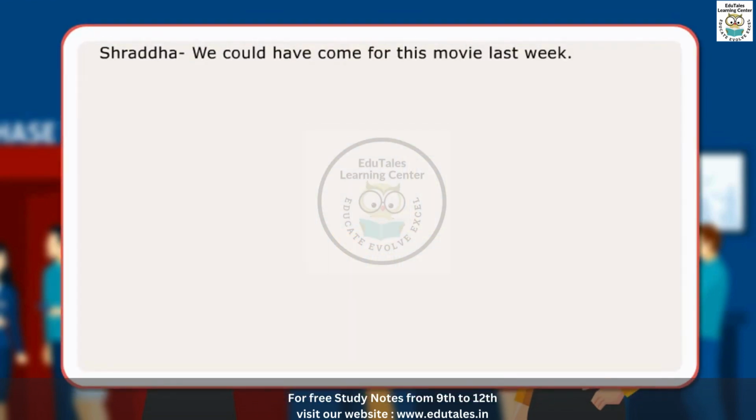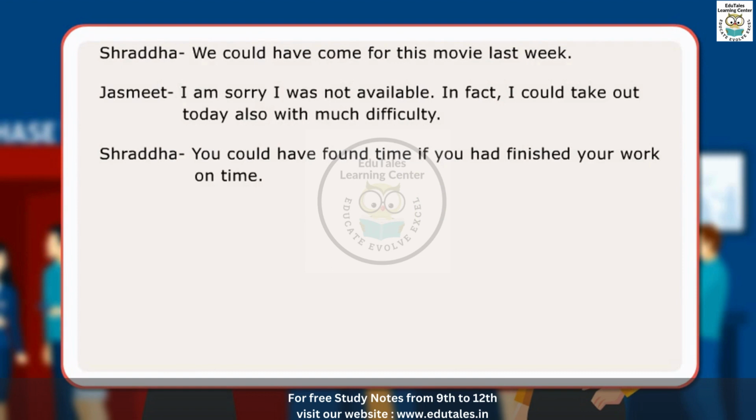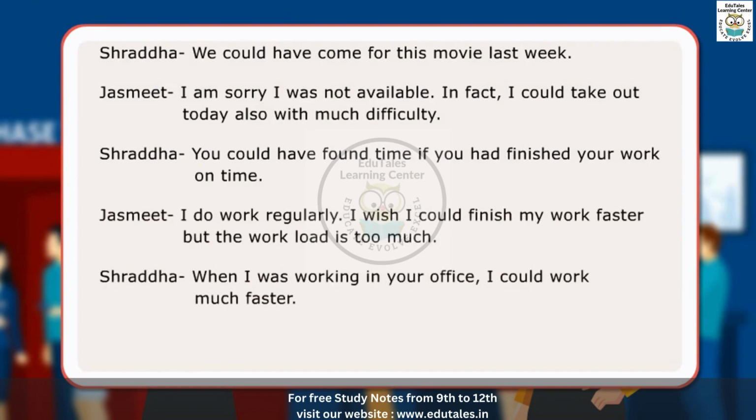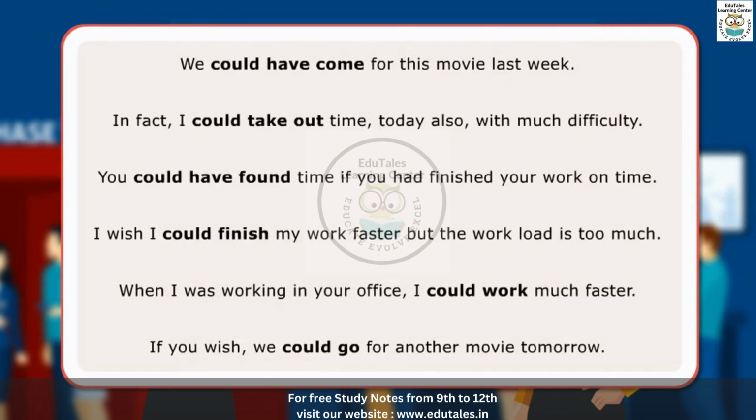In the conversation, Shraddha and Jasmeet have spoken of ability and possibilities, both past and future, using could do and could have done. Here are some examples of sentences with could do and could have done.